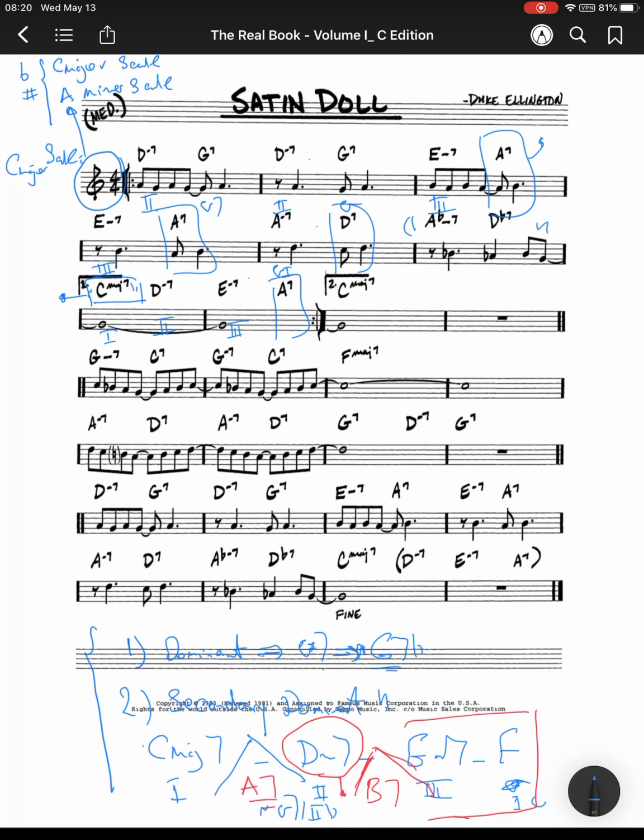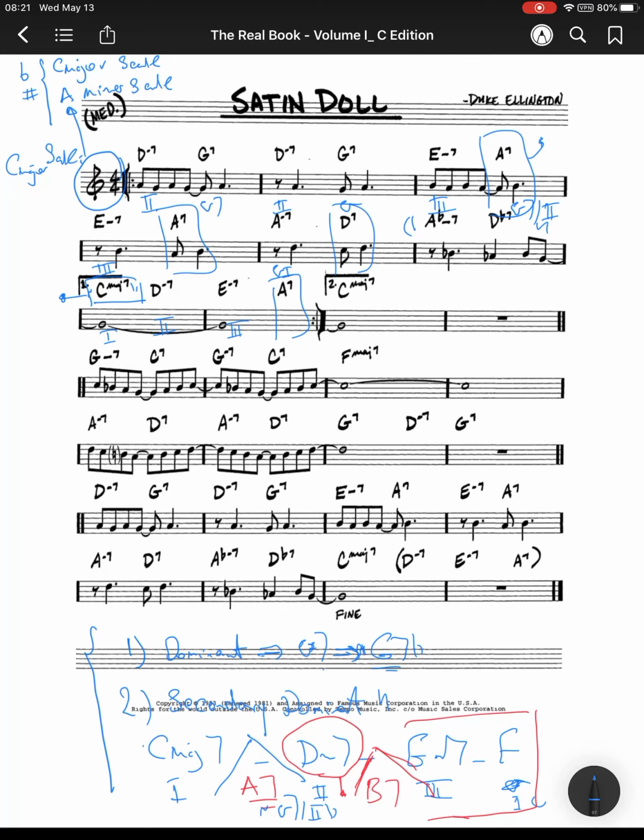So, in this situation, E minor 7 is the third chord, A7 is, of course, the fifth, the dominant of the second scale degree and second chord. That means we have E minor 7, A7, the dominant of the second chord, and after that we can use either D minor 7 or another chord.